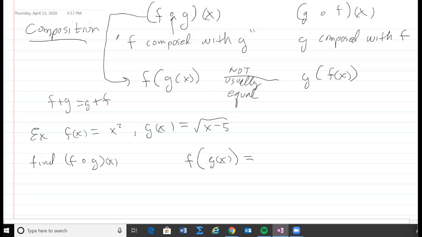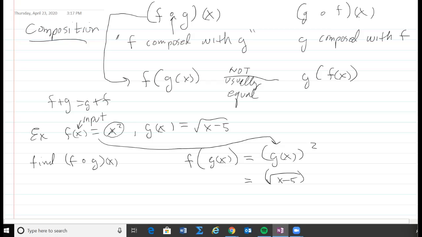So when you have your f over here, you're going to replace the x with a g, and you're going to square it, because that's what f does. It takes an input and it squares it. Whatever the input is, this is what it's going to do to it. It's going to square it. Okay, so our input is g itself, a function. That's okay. We can input functions inside of functions.